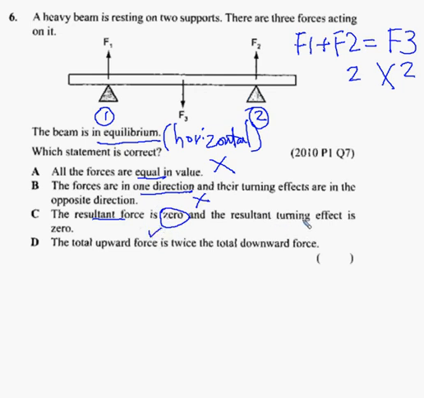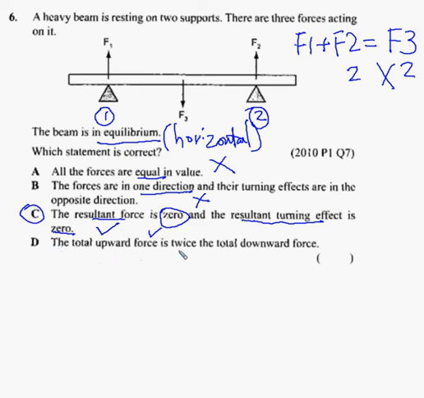It says that the resultant turning effect is 0. Because this is in a state of equilibrium, the clockwise moments will be equal to the anti-clockwise moments, and so this is a possible answer, which gives you that your resultant turning effect is 0. So this is possible. So the answer is C.